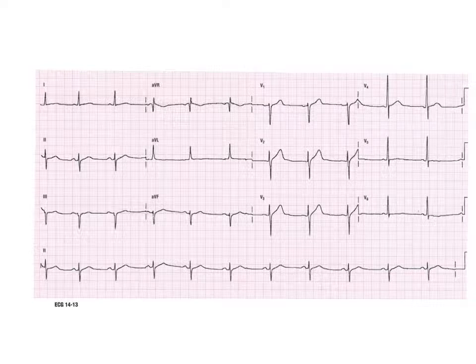And the P's are upright where they should be and flipped in AVR, so it's a sinus rhythm. And I don't see any ectopic beats, I don't see any PR problems, any QRS problems, any QT problems. They're fine. Axis is up in 1, down in AVF, and so that gives me left axis.